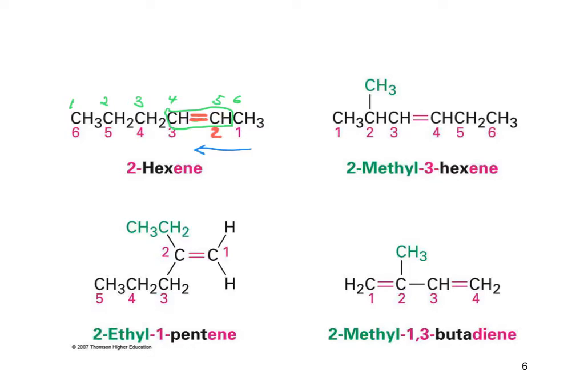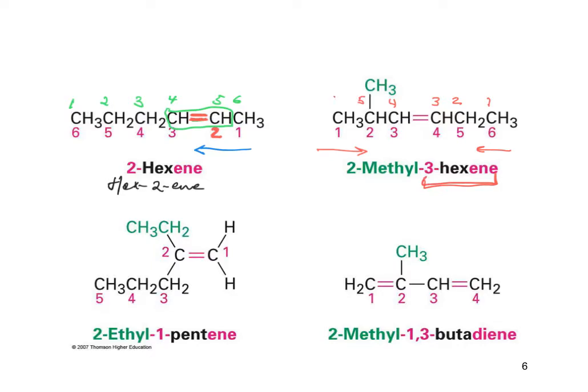So the name for this compound becomes 2-hexene. You could call it hex-2-ene. That's a more modern way of naming it, so please feel free to use that. Let's take a look at another one, the one I have over here. Irrespective of whether you go left to right or right to left, you would have gotten the double bond at the same location, position 3. So it is a 3-hexene irrespective.